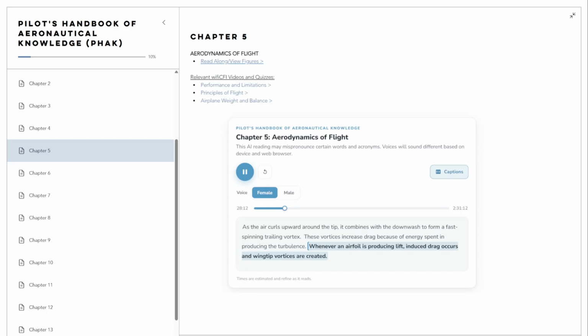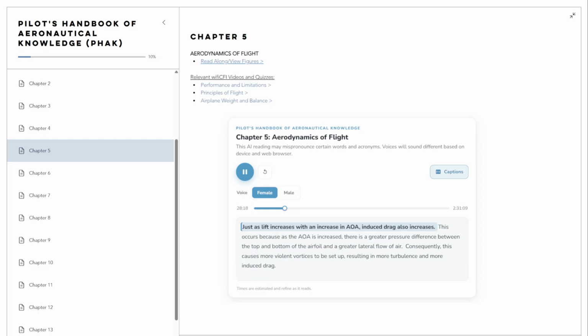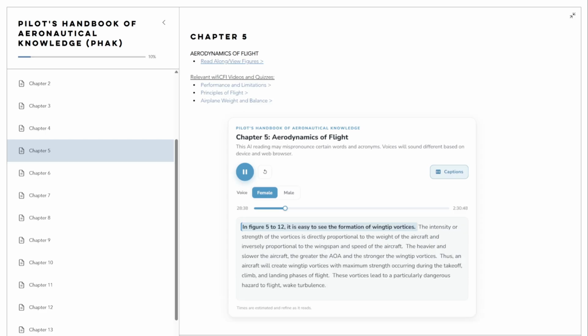Whenever an airfoil is producing lift, induced drag occurs and wingtip vortices are created. Just as lift increases with an increase in AOA, induced drag also increases. This occurs because as the AOA is increased, there is a greater pressure difference between the top and bottom of the airfoil and a greater lateral flow of air. Consequently, this causes more violent vortices to be set up, resulting in more turbulence and more induced drag. In figure 5-12, it is easy to see the formation of wingtip vortices.